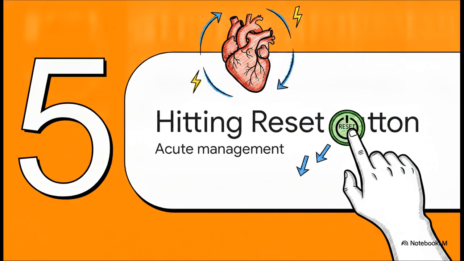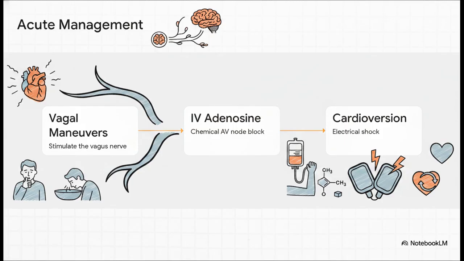Section 5. Hitting the reset button, acute management. So, you have a patient whose heart is stuck in one of these infinite electrical loops, racing at 180 beats per minute. How do medical professionals actually regain control over the heart rate and terminate these tachycardias? Well, the crucial point is that because both AV-NRT and most forms of AVRT rely on the AV node to sustain their electrical loops, we just need to temporarily block the AV node to break the circuit.